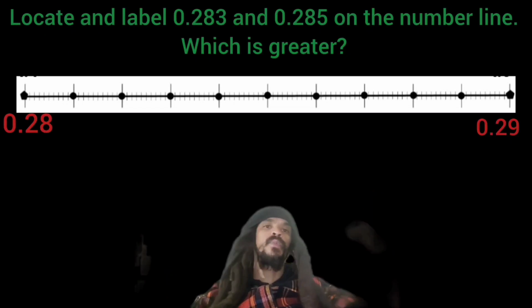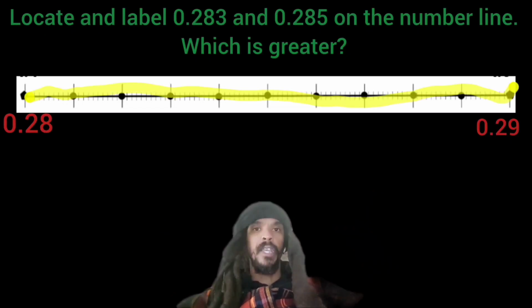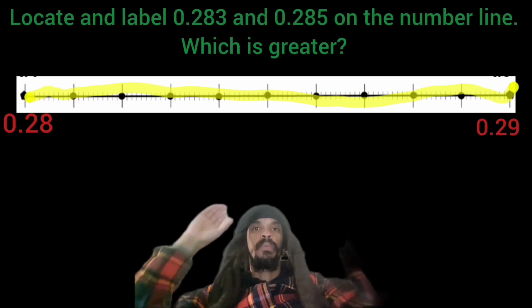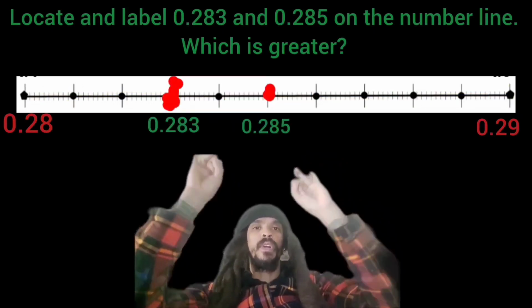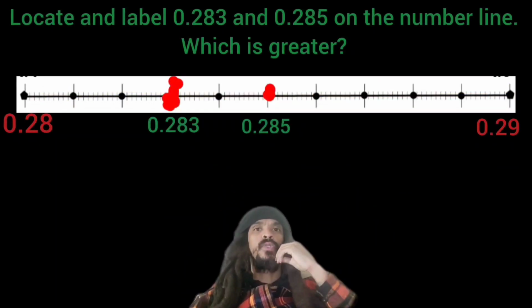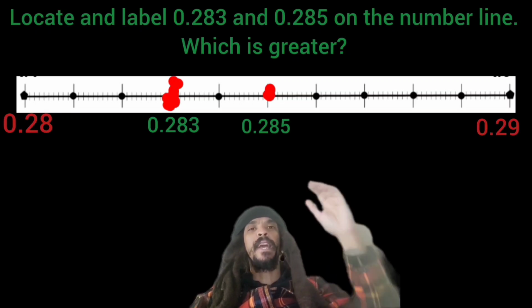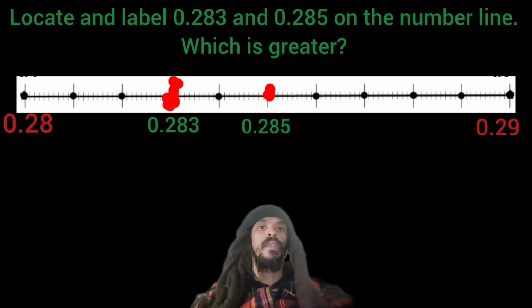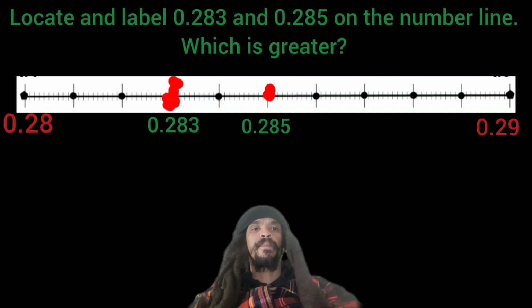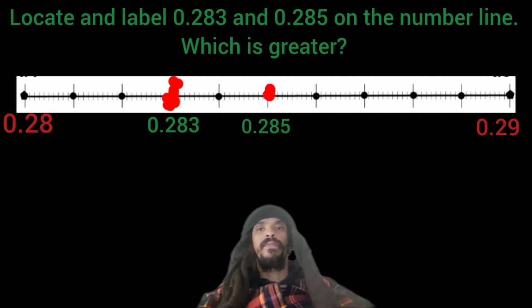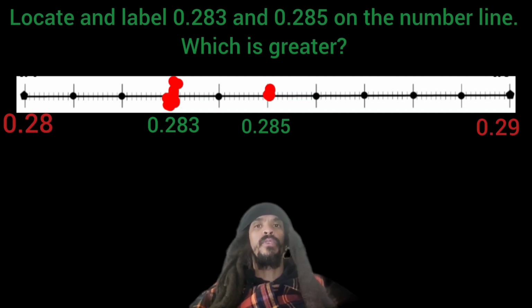So 28/100ths, 29/100ths, split them into 10. Locate both of those on there, and you should notice that 285 thousandths is closer to the right, which means it's greater. Okay? Now go ahead and finish the rest of the questions on your own, but please keep considering everything that we've done here on these first three problems.